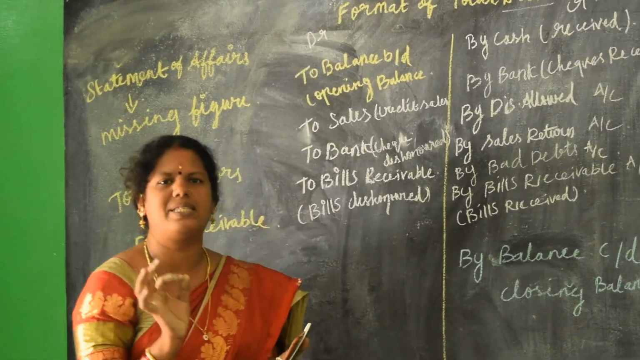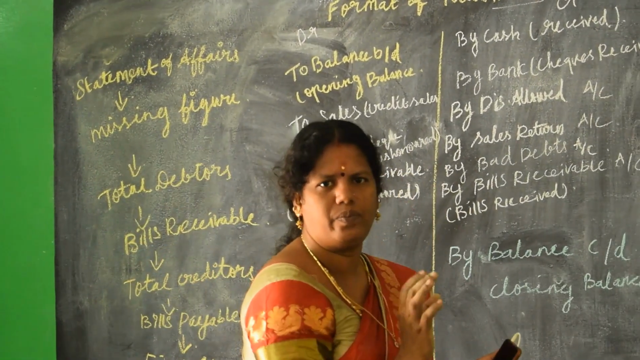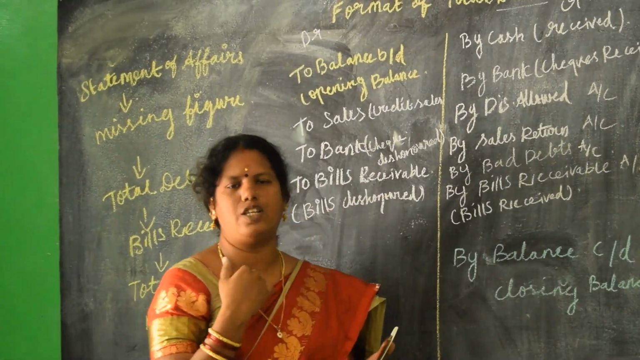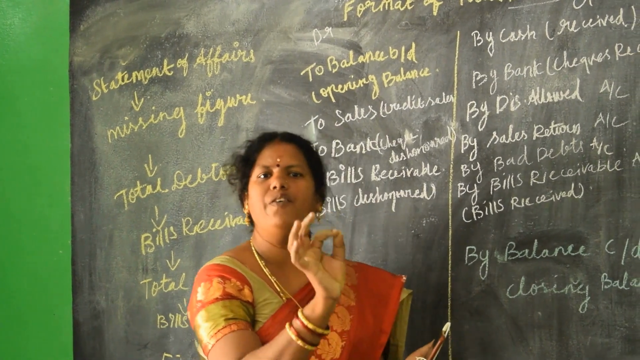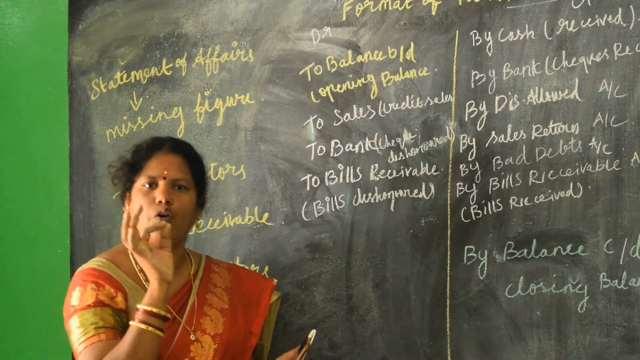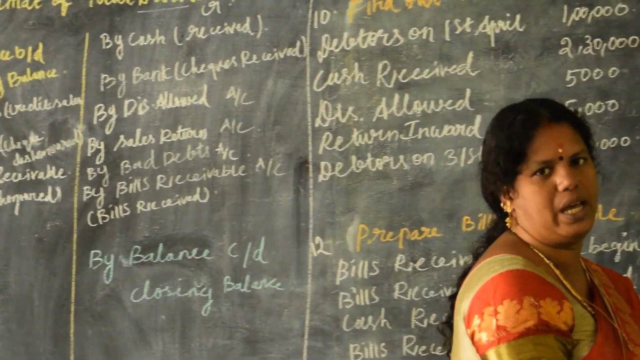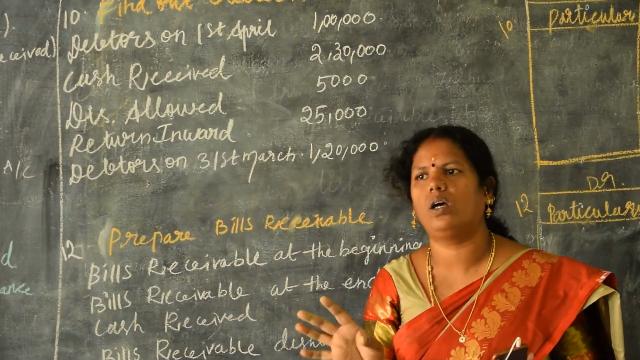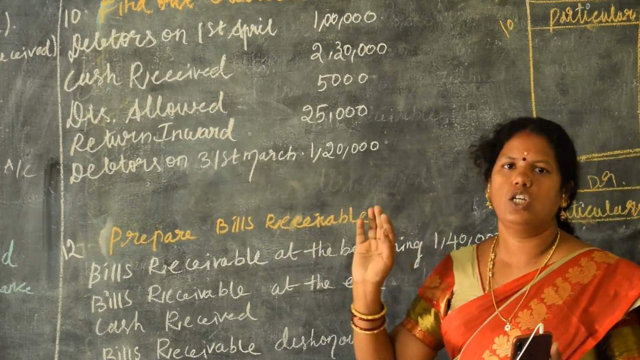What is meant by bills receivable? If X is selling goods to Y, and Y is making a credit purchase from us, after the due date Y gives an acceptance in a bill of exchange or a promissory note, that he is ready to pay some amount to the creditor.